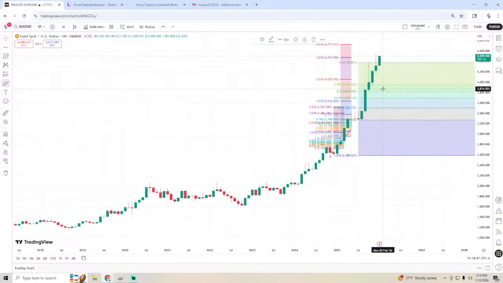I'm just trying to clean up this chart. All right. Sorry, guys, we got a whole bunch of stuff on this chart from last year.